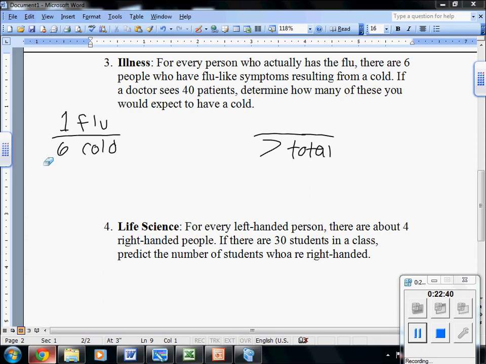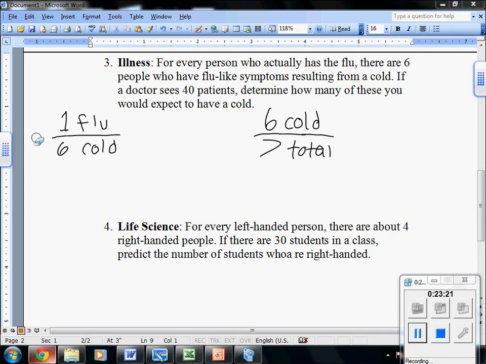Since the question wants to know how many we expect to have a cold, we know out of the 7 people, 1 and 6, 6 of them have a cold and 1 of them has the flu. Since the question is asking about cold, we're going to worry about the 6. So out of 7 people total, 6 of them will have a cold. This is the rate you're going to use. You took the rate they gave us and slightly modified it because of what they were asking and what they gave. They only gave us a total number. They did not give us a flu number or a cold number, so we couldn't use the very obvious rate they gave us. We had to slightly modify it.